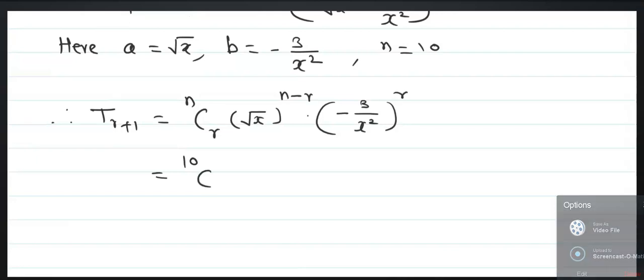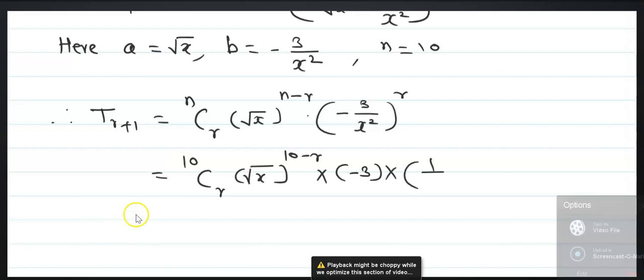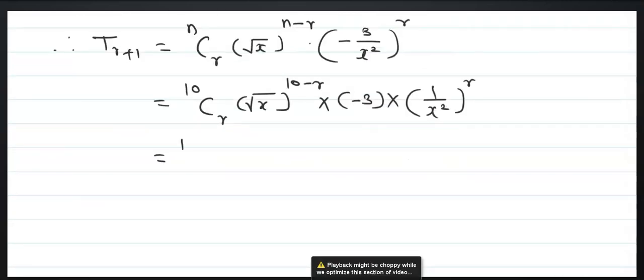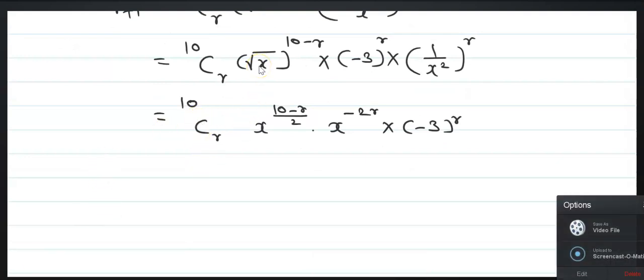Therefore the 10cr, root x bracket raised to 10 minus r, minus 3 raised to r. I forgot to write down minus 3 raised to r. Now I will write here. This is important, 10cr. Root x means x raised to 1 upon 2, and x raised to 1 upon 2 is nothing but x raised to 10 minus r upon 2. Now here 1 upon x square is x raised to minus 2, and bracket raised to r. Therefore x raised to minus 2r, minus 3 raised to r.